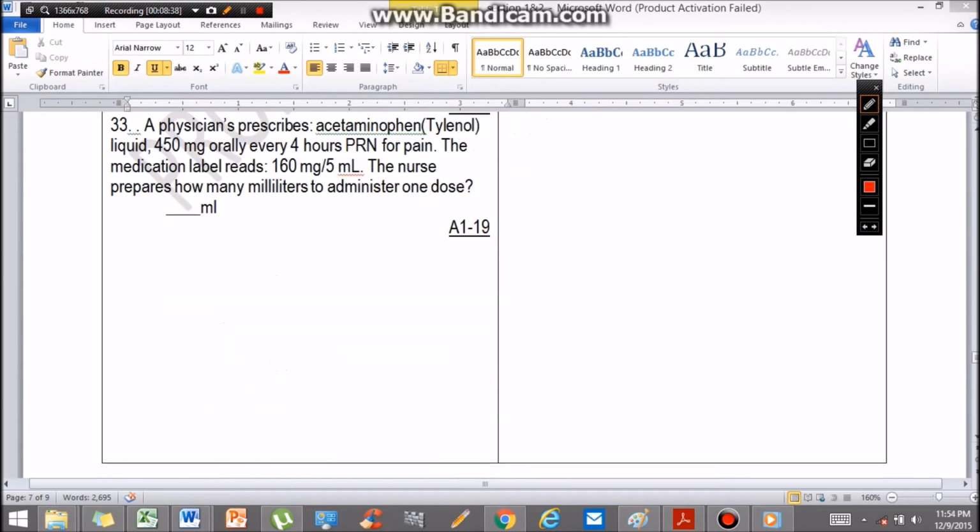Next, a physician prescribed acetaminophen Tylenol liquid 450 mg every 4 hours as needed for pain. The medication label reads 160 mg per 5 mL. How many mL should the nurse prepare to administer one dose? So remember that our formula is the desired over stock times the quantity. In this case, our desired is 450 milligrams divided by 160 milligrams times 5 mL. You will compute this, you will get 14 mL. Therefore, the answer is 14 mL.